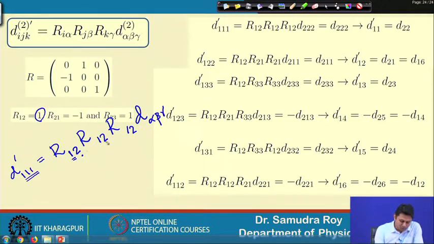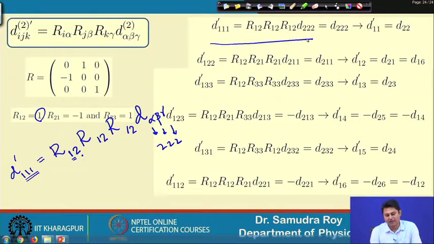So, if I put 2, 2, 2 here, automatically my choice of alpha, beta and gamma will be 2, 2, 2. So, this is essentially the equation that we have. We find that D222 is nothing but D11 prime, or D11 prime is equal to D22. That is my first coefficient, and this coefficient D11 prime can be represented in terms of D22, which is a non-prime coefficient.